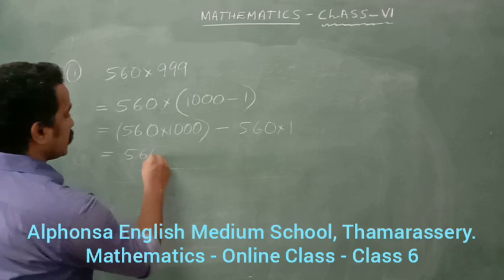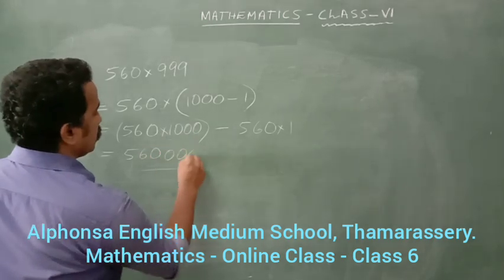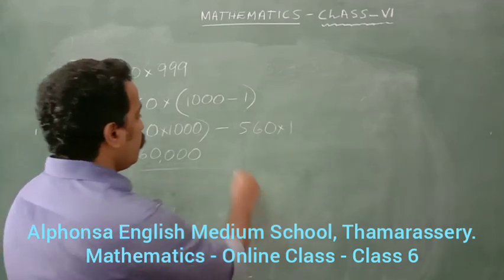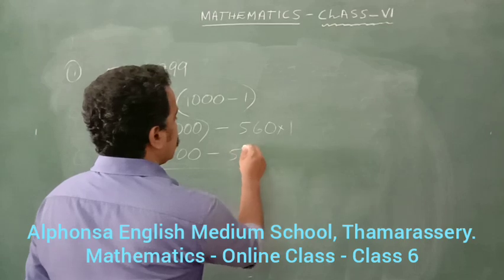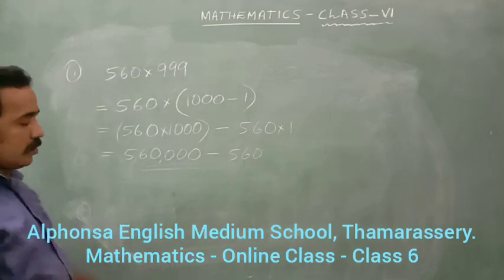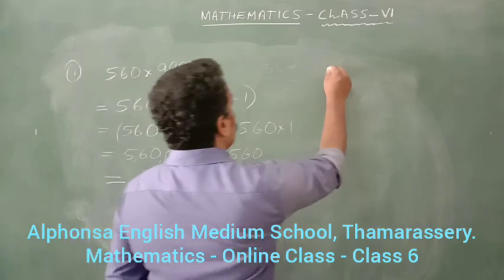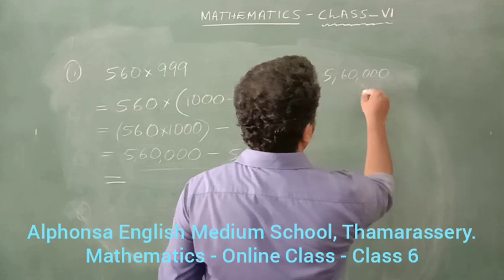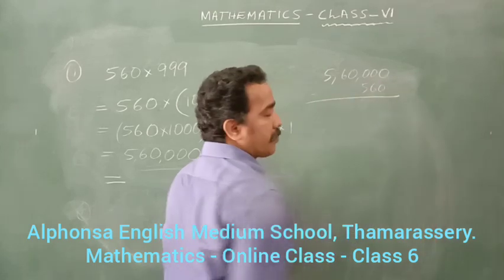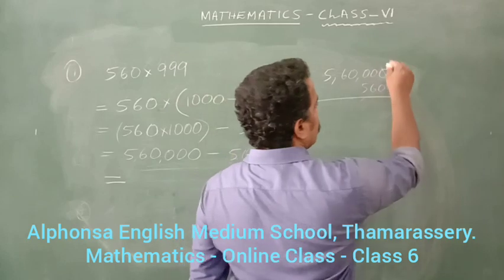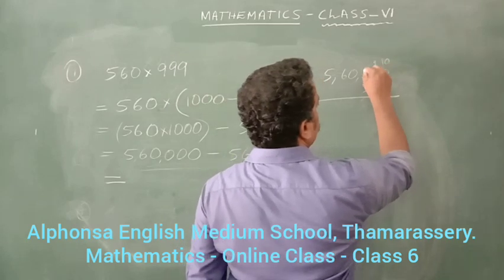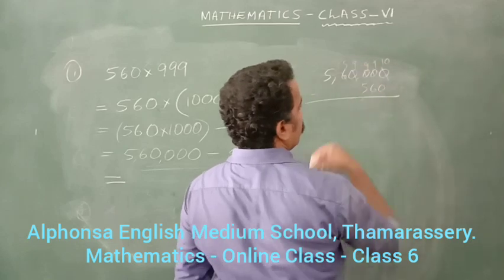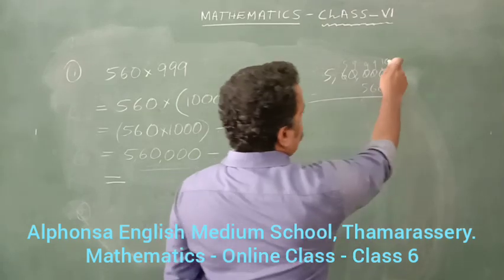Multiplication with 1000 is easy. So 560 and these 3 zeros: 560,000. Now minus 560. Now only a subtraction is remaining that you can do here. 560,000 minus 560. How can you subtract? Here it will be 10, 9, 9, and this also will be 9. This will be 5. Isn't it?